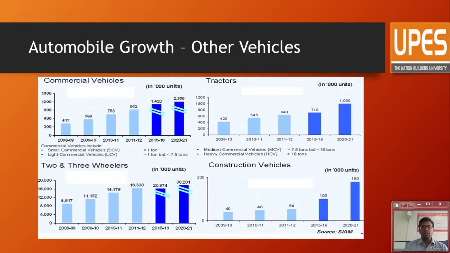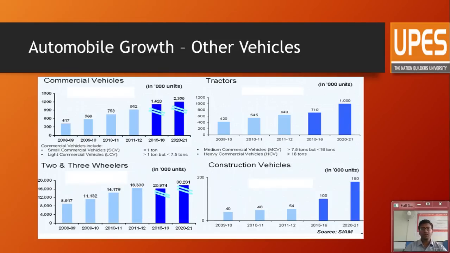Automotive growth. Here I'm giving you the basic idea of what the scope will be if you take admission into the automotive design engineering course. I have shown four different categories of vehicles: commercial vehicles, tractors, two and three wheelers, and construction vehicles. Here it is shown that thousands of units are manufactured in all the financial years. For commercial vehicles, in 2008-09 there were 417,000 vehicles manufactured, and the auto industry is targeting an increase up to 2,400,000 in 2020-21. This prediction has been made by SIAM, the Society of Indian Automotive Manufacturers.